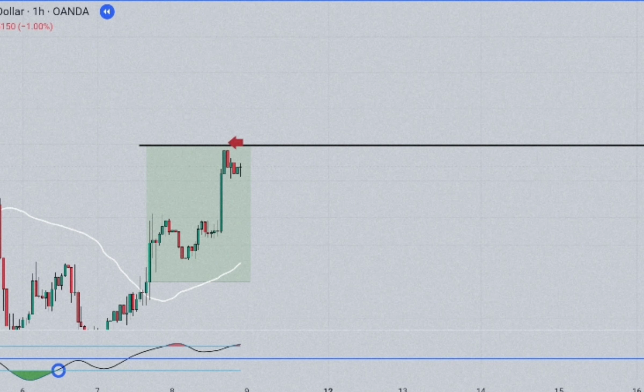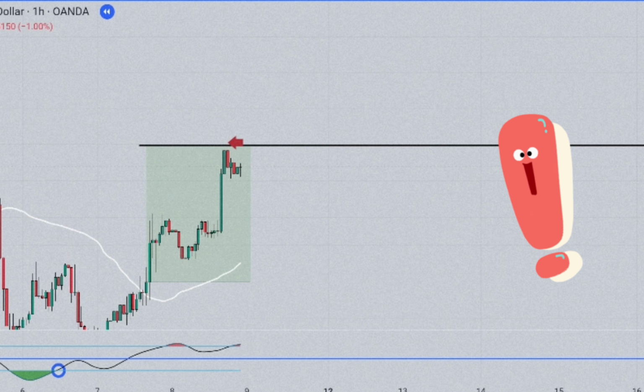Yes, we have reached the 1 to 1.5 ratio. We took partial profits and moved the stop loss level to the entry point, reducing the risk to 0. Now, I will show you a different method for a higher profit target.